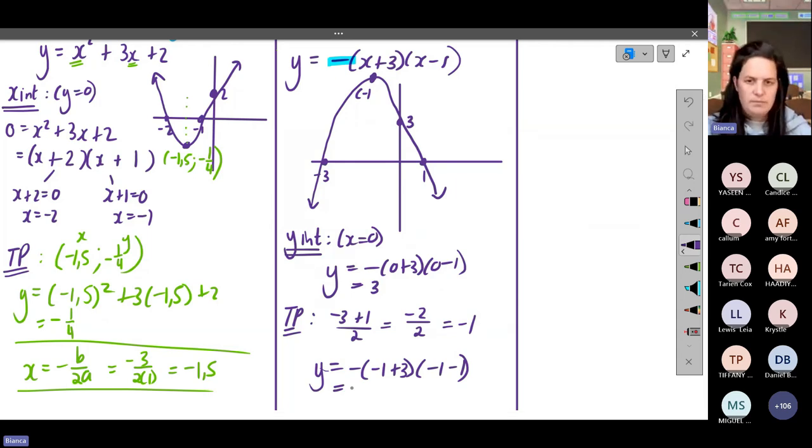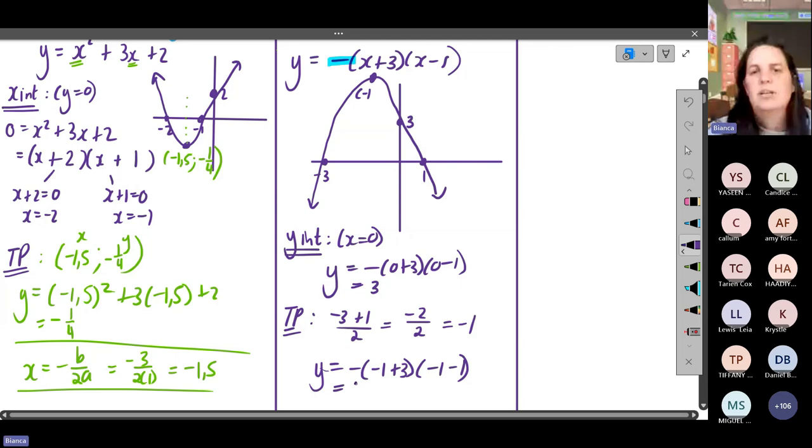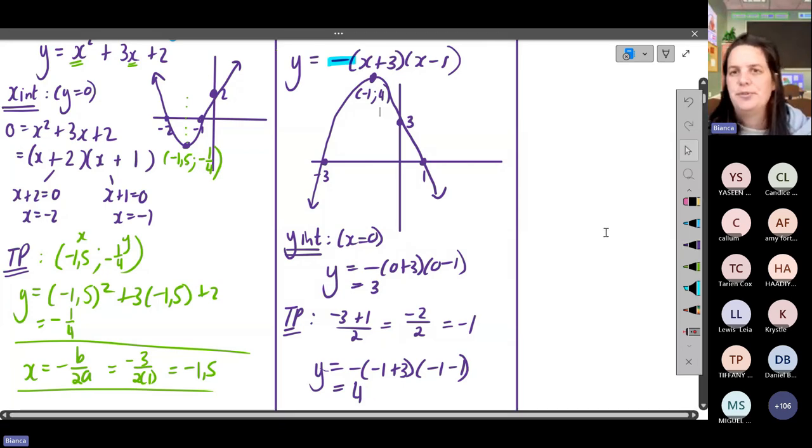So we have minus 1 plus 3 minus 1 minus 1 is 4. Oh, that's quite nice. Okay, so the turning point is negative 1 and 4. All right. Okay, last one, guys. And then you're on your own for a little bit.